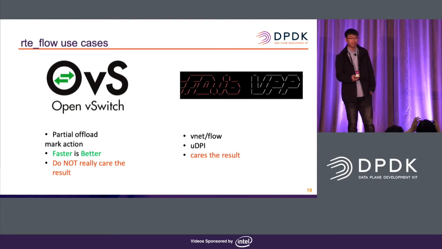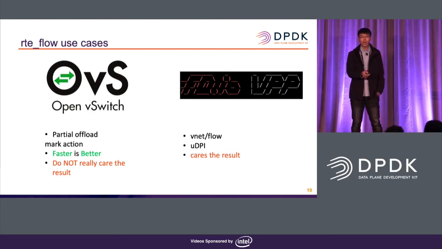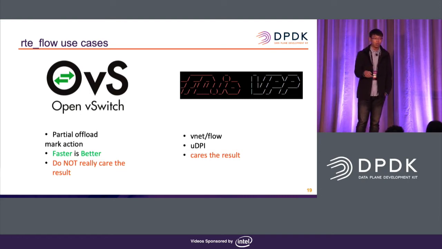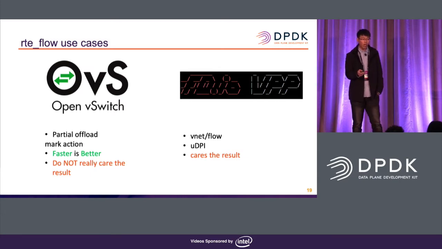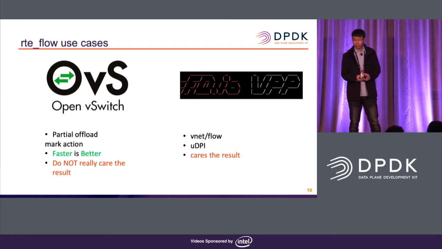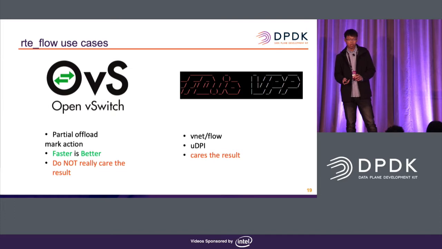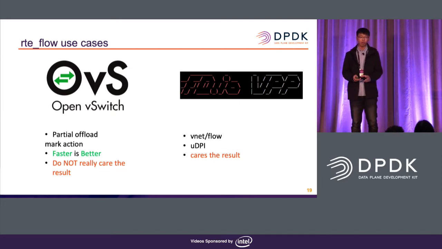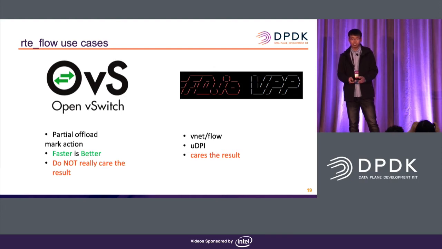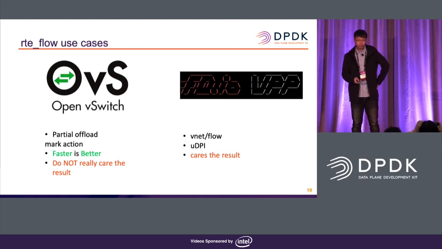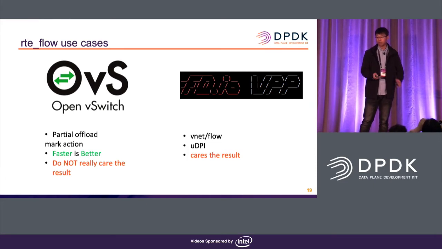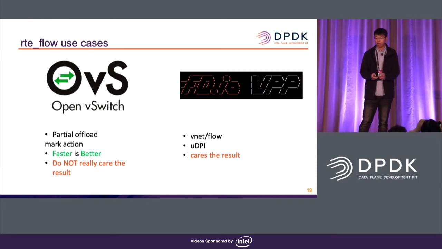Here are the RT flow use cases. First one is OVS. Matthew did a very good presentation yesterday afternoon, so you already know that OVS leverages the RT flow to implement its partial offload. In fact, it does not really care about the result, but the update rate should be as fast as possible. Another use case is FD.io VPP. A typical use case is the UPF project. It cares about the result, but does not need a very high speed update rate.